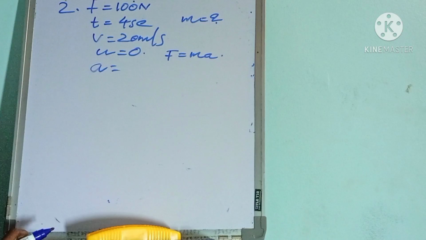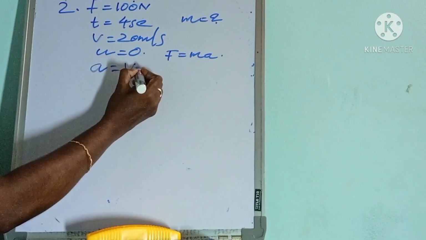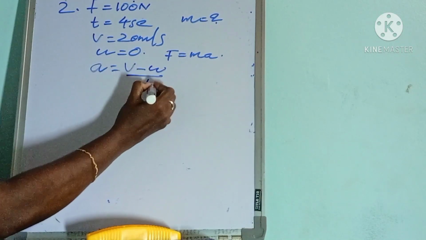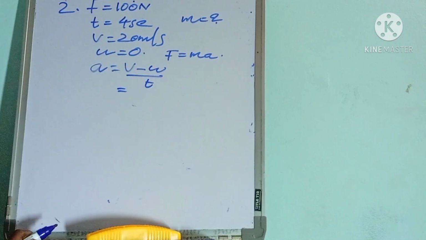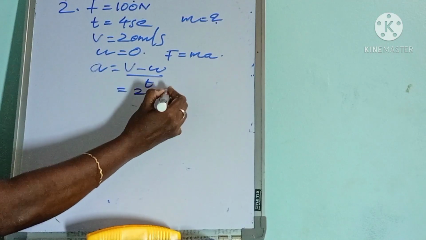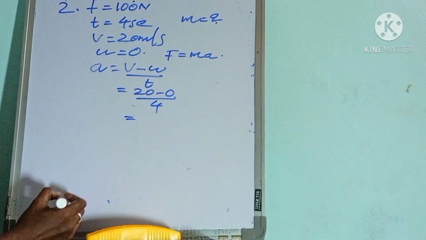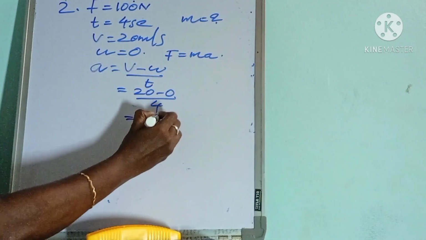So you know the equation for acceleration. Acceleration is the change in velocity by time. So a can be written as v minus u by t. a is equal to v minus u by t. Then v is 20 minus 0 divided by 4. It will give 5 meter per second square.